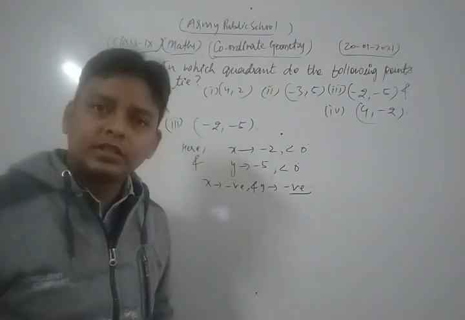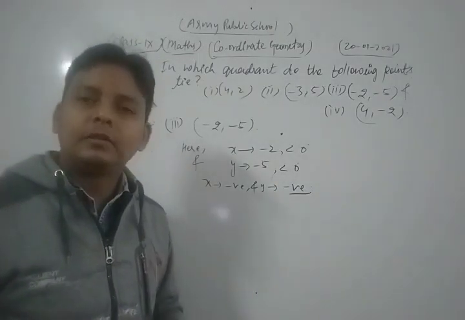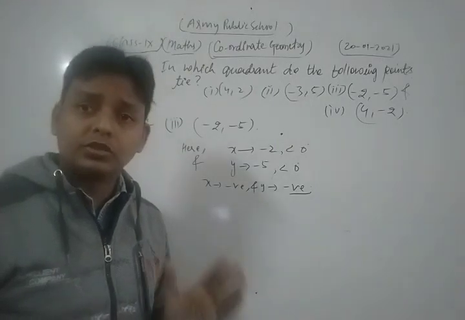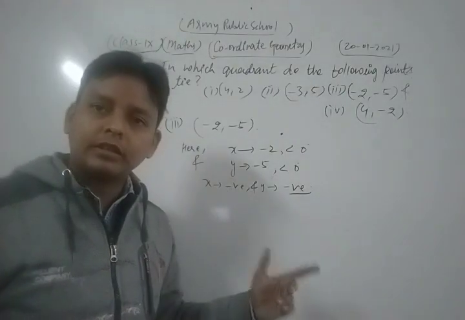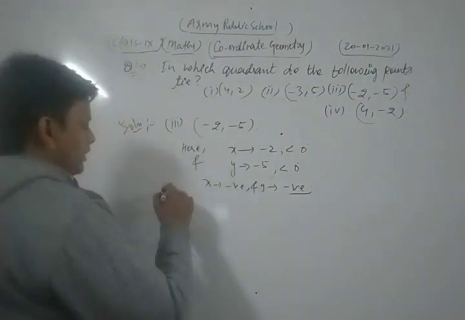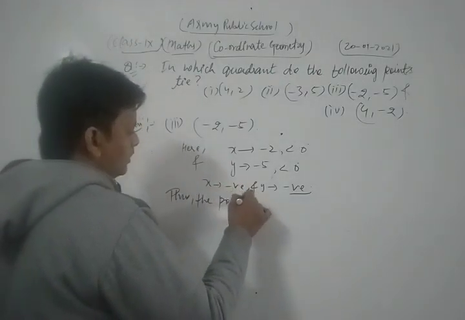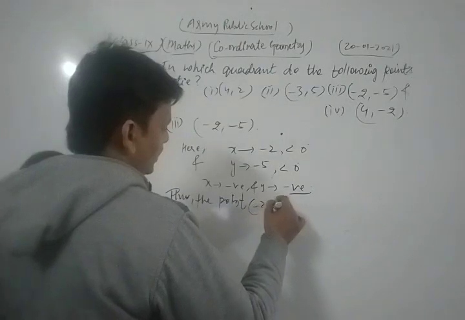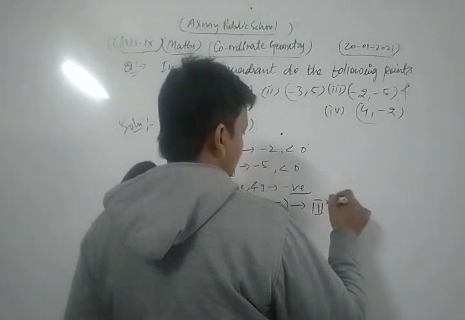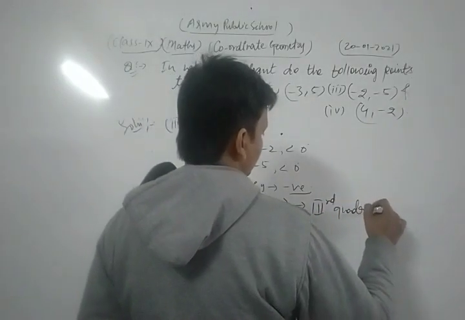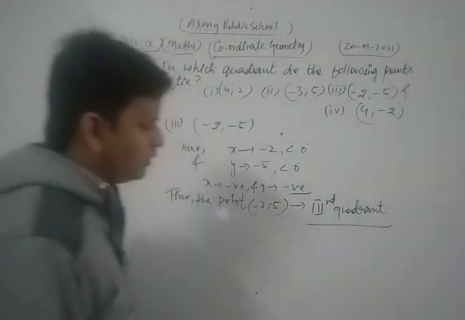And we just discussed that topic: abscissa and ordinate both are negative in which quadrant? Both are negative in the third quadrant. Thus the point (-2, -5) lies in which quadrant? This is your answer: third quadrant. It lies in the third quadrant.